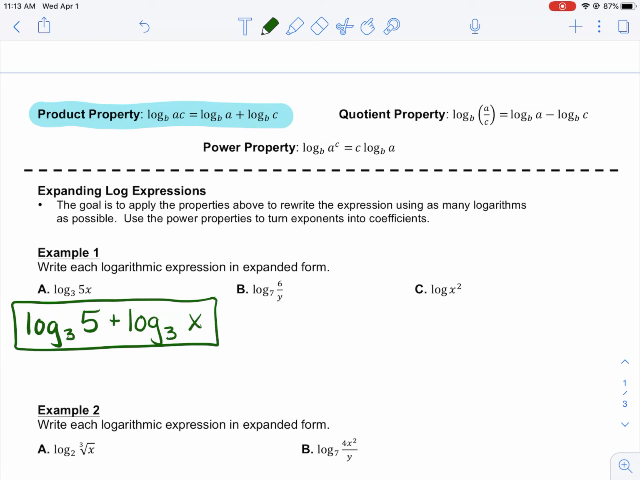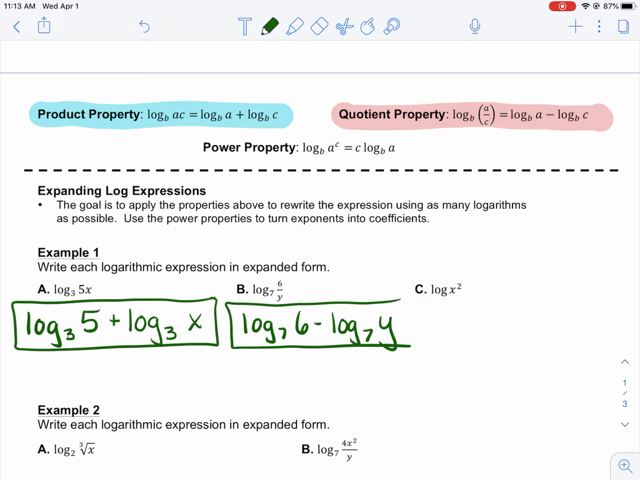Okay, so the next example, log base 7 of 6 over y. So this one, we're going to take a look at the quotient property. And we're just going to pull the top and the bottom apart using subtraction. So log base 7 of 6 minus log base 7 of y. So each term gets its own log. Notice the base stays the same. Make sure you write that base of 7.